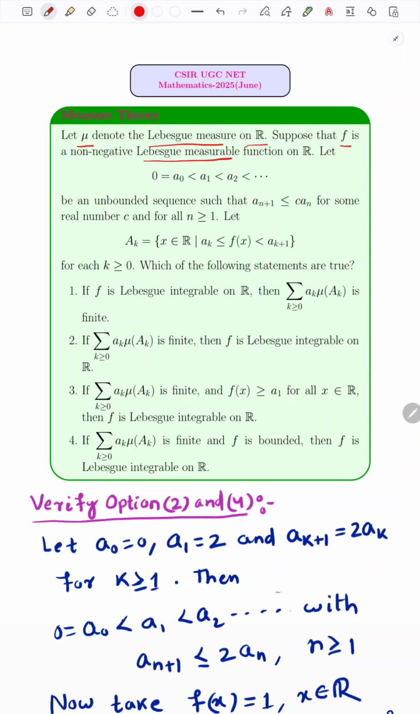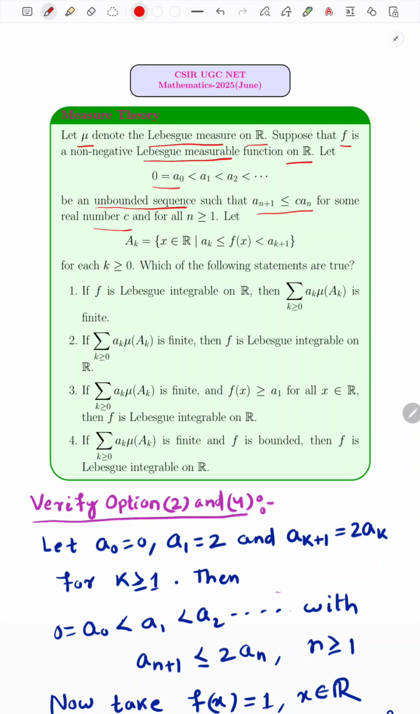Measurable function means it pulls the measurable set to the measurable set, and this measurable function is defined on the real number set. And there is a sequence given. It is an unbounded sequence. Unbounded means when n goes to infinity, a_n goes to infinity, and a0 is equal to 0 is given, and this sequence satisfies the relation a_{n+1} is less than or equal to c times a_n, for some real number c.